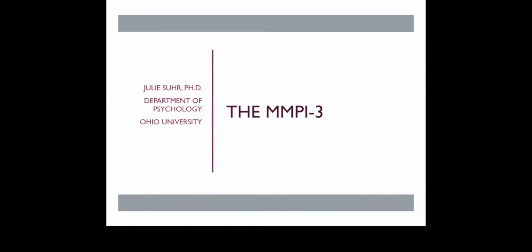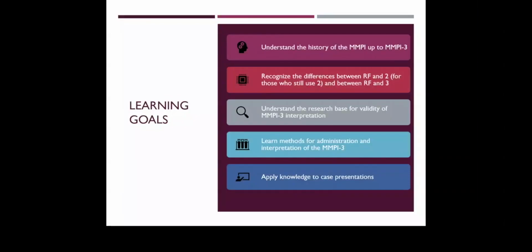Great. I'm glad you all could be here today to talk about the MMPI-3, and I will give you my learning objectives for today. Again, your slides are going to guide you through the presentation, although I did make some minor changes this morning when I found some typos and things, so that'll keep you on your toes in the next 3 hours. So my goal for you throughout today is to help you understand the history of the MMPI up to this most recent rendition, the MMPI-3, because I think that context is super important for understanding the test, and particularly for those of you who never transitioned to the RF from the 2. Another learning goal is to recognize the difference between the RF and the 2 for those who still use the 2, but then also between the RF and the 3, because there are some substantial changes, although much less of a conceptual leap than the 2 to the RF.